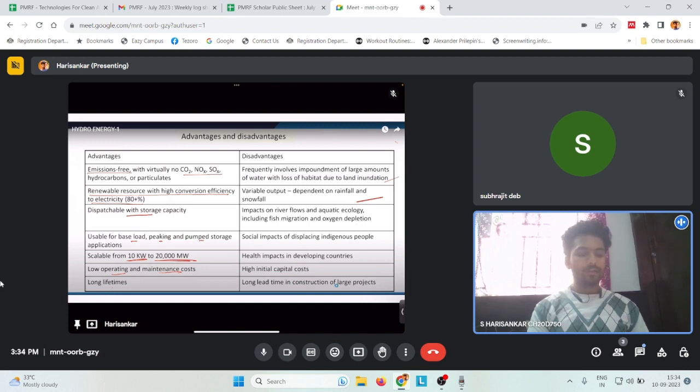And yeah, it is heavily dependent on the water levels, or in other terms, it is heavily dependent on the weather, mainly rainfall. So because of this, the electricity output that we get from these dam based or water based power generation systems are not constant. The output will be variable. And impacts on river flows and aquatic ecology, including fish migration and oxygen depletion.